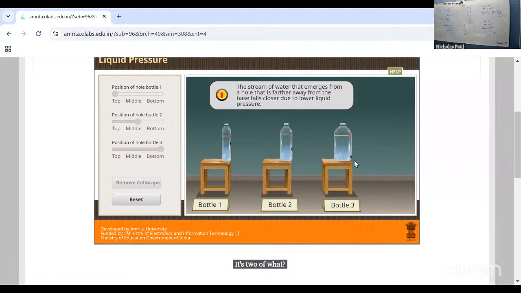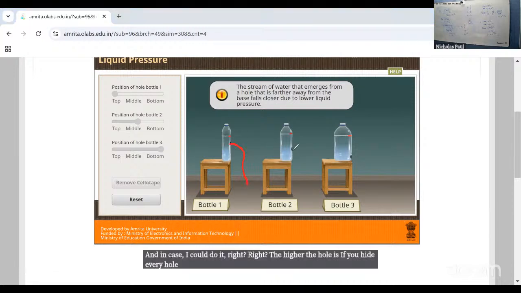Anyway, what's supposed to happen here? The higher the hole is, the closer the water will land, and here the water will squirt down the furthest. So the lower the hole is, the further the water will squirt out. And there's a reason for that.